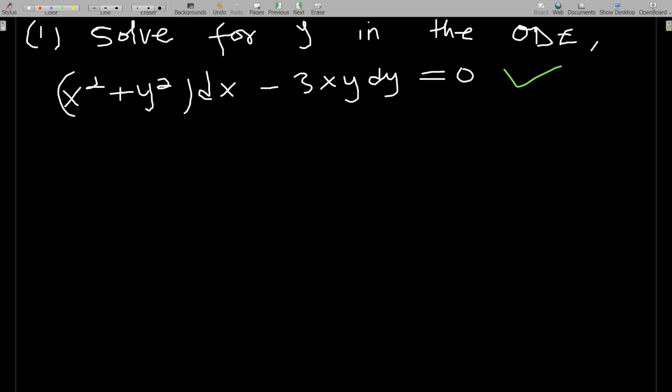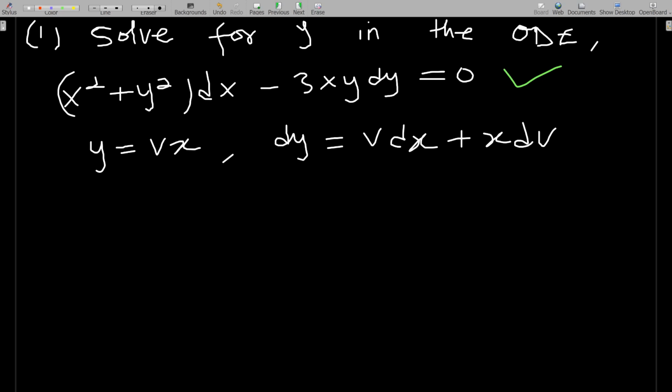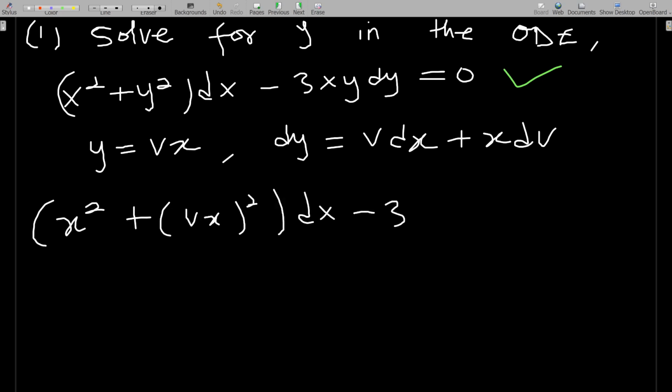Now, since this is homogeneous, the substitution we use is y is equal to vx, and then we know that dy is equal to v dx plus x dv. So you keep these. Quickly, let's go through that. We have x squared plus y, and y is what, vx, so you square that, dx minus 3x, then y is vx, then dy is v dx plus x dv, and this is equal to 0.